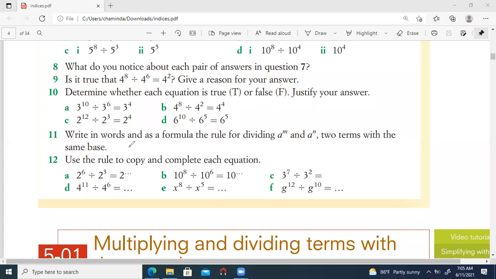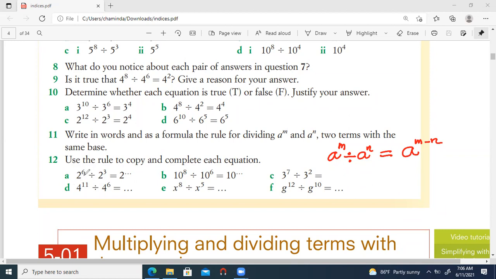Write in words the formula rule for dividing a to the power m by a to the power n. What's the rule? A to the power m divided by a to the power n. In the division of powers, we have to subtract indices. The answer is a to the power m minus n. This is the expression. Please check your answers. Next one.